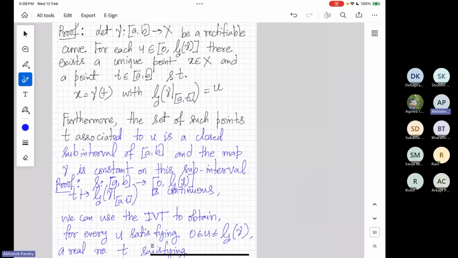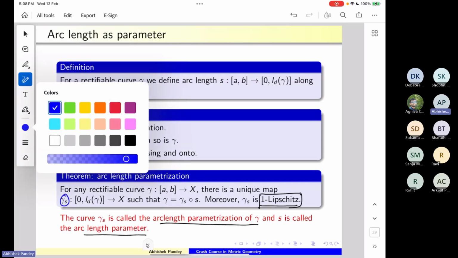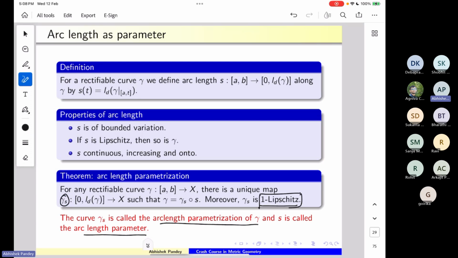So what we need is gamma s, so that gamma is equal to gamma s composed with this arc length function. If we take a point u in [0, L(gamma)], we need a point t in [a, b] so that s of t will be u, and gamma s of u will be a unique point which will give the x in the metric space X. This is basically the curve gamma. So this is the whole point.